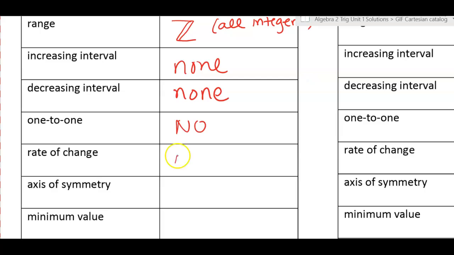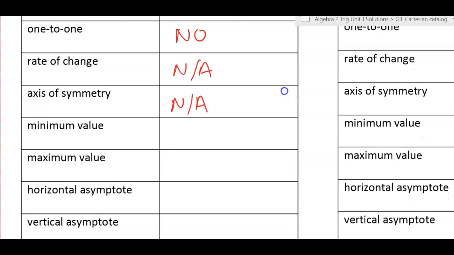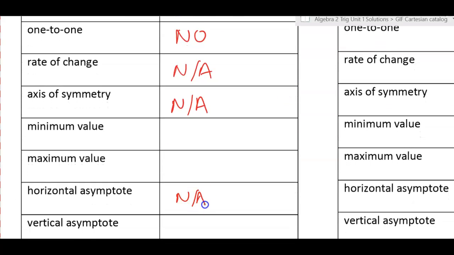The rate of change here is not something that we discuss. Neither is the axis of symmetry. It doesn't have any. And again, this function doesn't have asymptotes. Does it reach a minimum value? No. And does it reach a maximum value? So these are none.